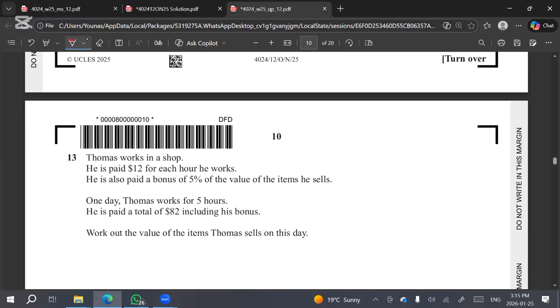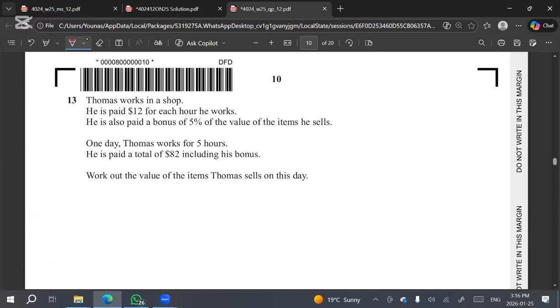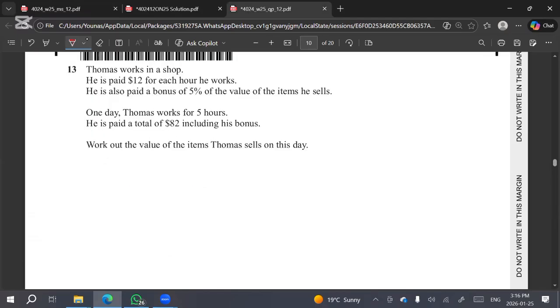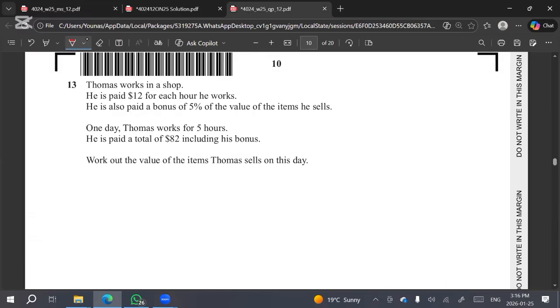So then we have question number 13 coming up on your screen. It says, Thomas works in a shop. Let me check how much it is. This is a 4 marks question.